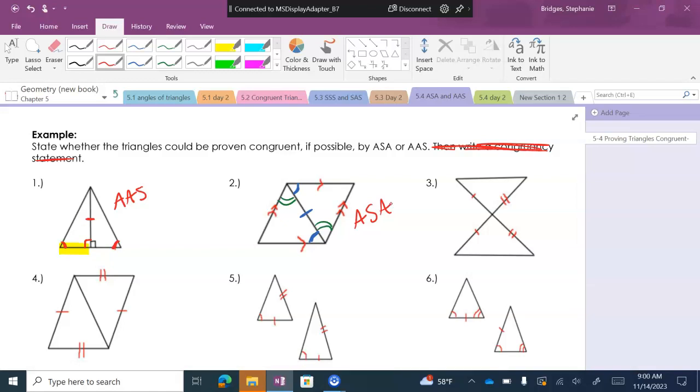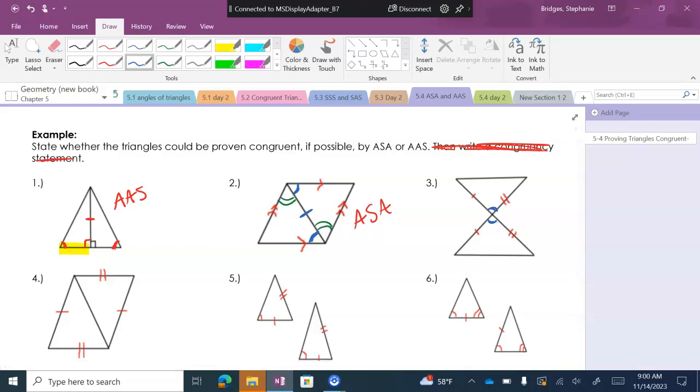All right, number 3, what do I already have marked congruent? 2 pairs of sides. Do I have any angles marked congruent? Can I mark any angles congruent? Which ones? What kind of angles are they? They're vertical, and we know that vertical angles are congruent, right?